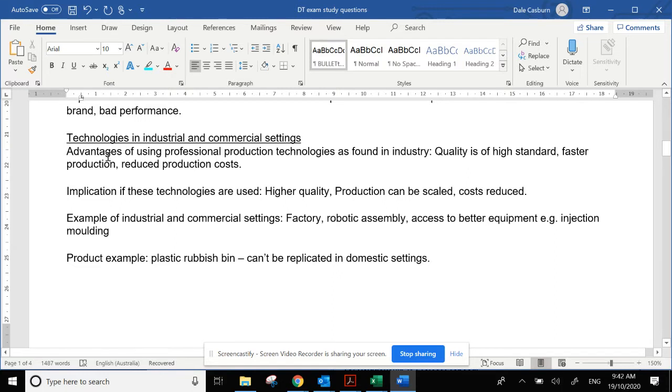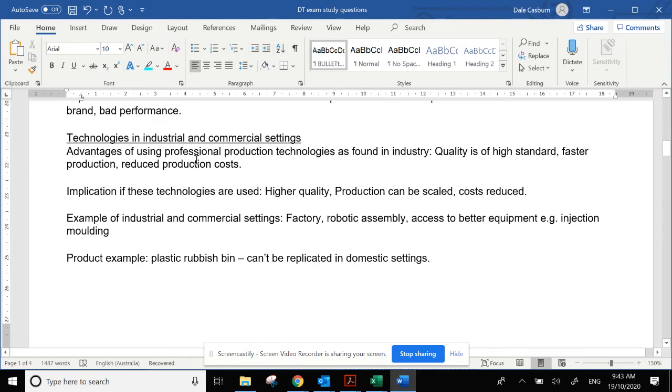So some of the advantages of these would probably be something that you would talk about. Using professional production technologies found in industry, you're going to have higher quality, higher standard, faster production, and reduced production costs. Probably it's going to cost you a lot to set it up, but per unit, your reduced production costs could have a big impact. Implications if they're used, obviously similar sorts of stuff: higher quality, and production can be scaled up to produce a whole lot more and reduce costs.